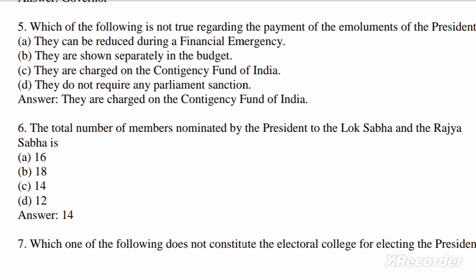Question number 5. Which of the following is not true regarding the payment of the emoluments of the President? Answer: they are charged on the contingency fund of India. Option C. 6. The total number of members nominated by the President to the Lok Sabha and the Rajya Sabha is 14.